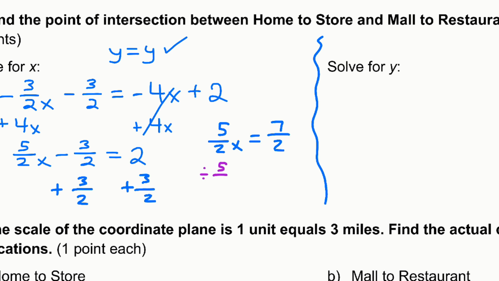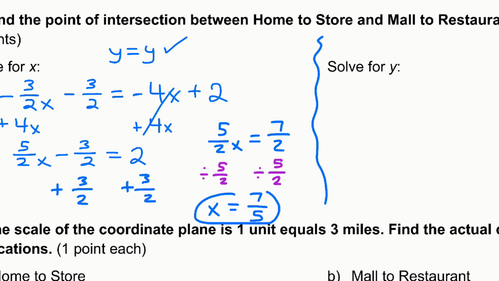You can either multiply by the reciprocal, or what I've been doing is dividing by just that coefficient. Technically the 5/2 and the x are tied together by multiplication, so we undo multiplication with division. If you forget what the reciprocal is, this is the way to go. So when you take 7/2 and divide that by 5/2, I got x equals 7/5.